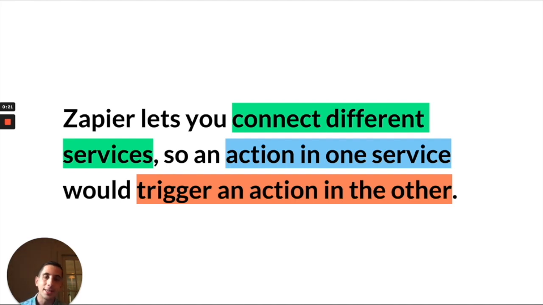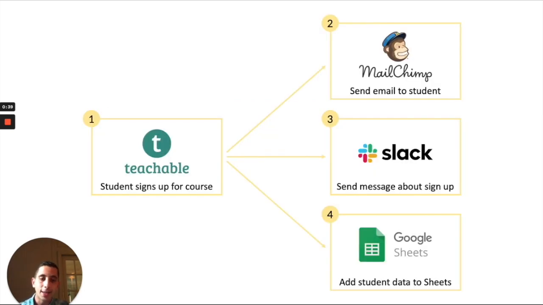So it takes these different services, has one action, in my case a student signing up for a new course on Teachable, which triggers a whole bunch of other actions. It says, hey, let's take the student's information, add them to Mailchimp, send a message in Slack, add a row in a Google Sheet, no problem at all. And that's exactly what the workflow is.